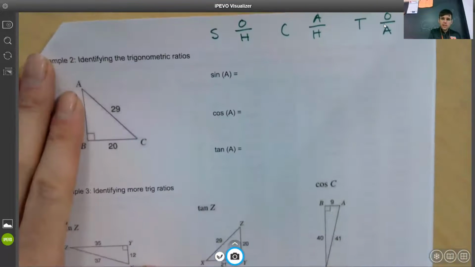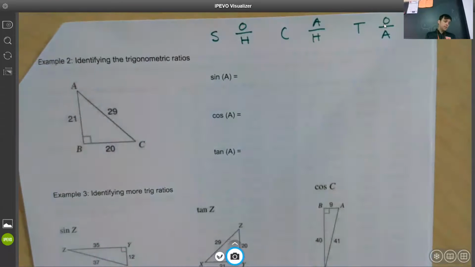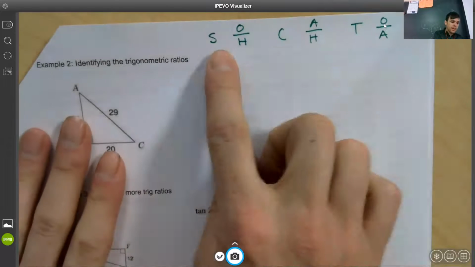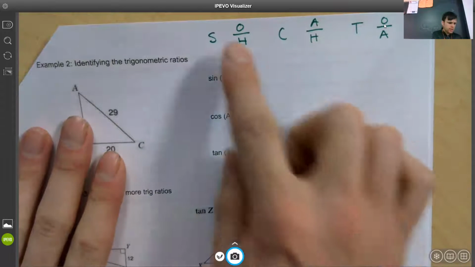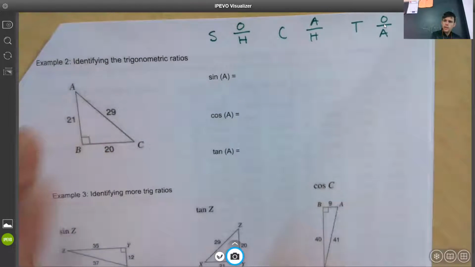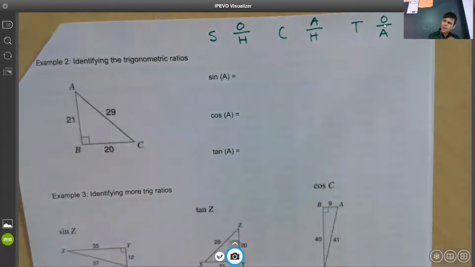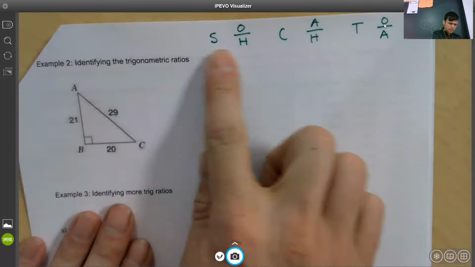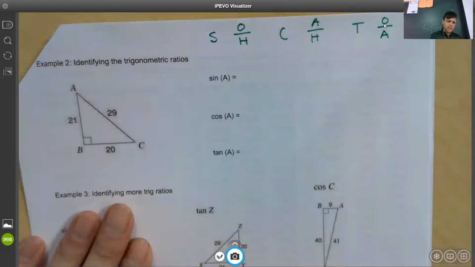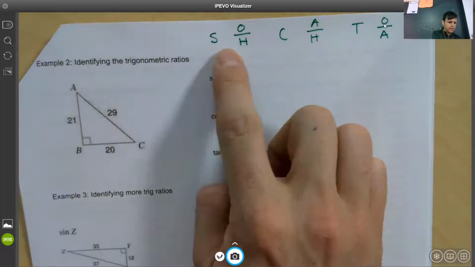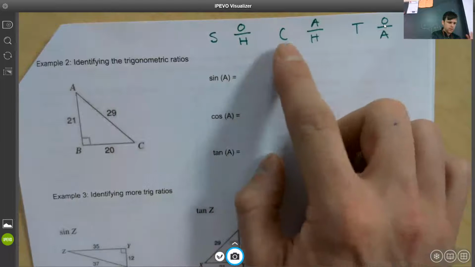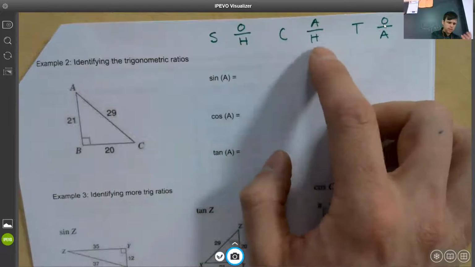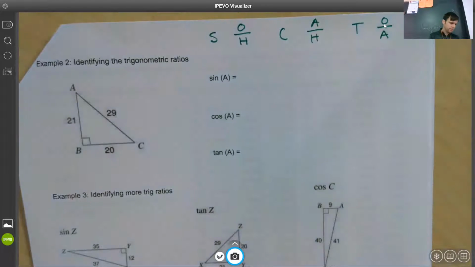All right. So here we're going to look at example 2. We're going to identify some trigonometric ratios. I have our SOHCAHTOA mnemonic device written out here a little bit of a different way. This is a little more of a visual way of seeing the different things, right? Sine is equal to opposite over hypotenuse, cosine is adjacent over hypotenuse, and tangent is opposite over adjacent.